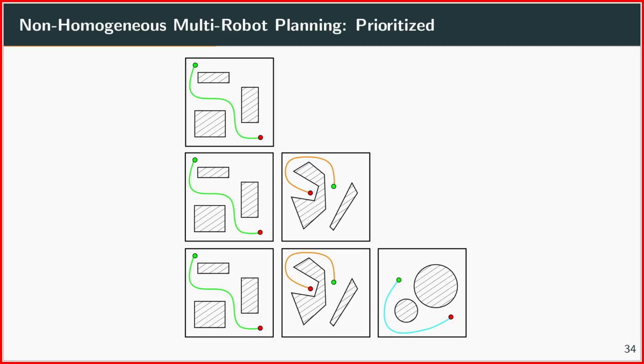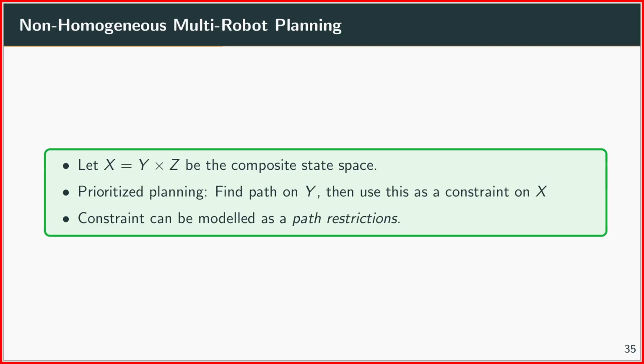And so the state spaces here all differ because those are all different robots. They might be in the same environment, but of course their state spaces will look different. Okay, but this is the general idea. And we will look now at the most simple case, namely that we have just two robots. We have a composite state space, which I call X, and it factors into Y and Z. So Y would be your first robot, Z would be your second robot. And so prioritized planning for this case would be just that we find a path on Y and then use it as a constraint on X, on the composite state space.